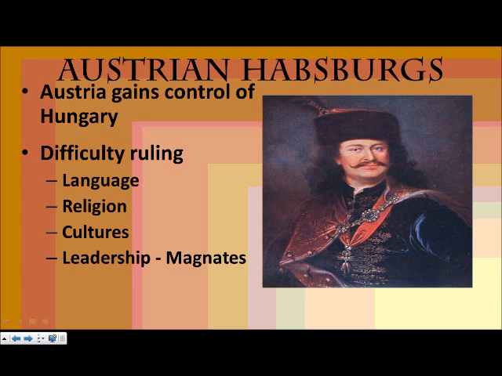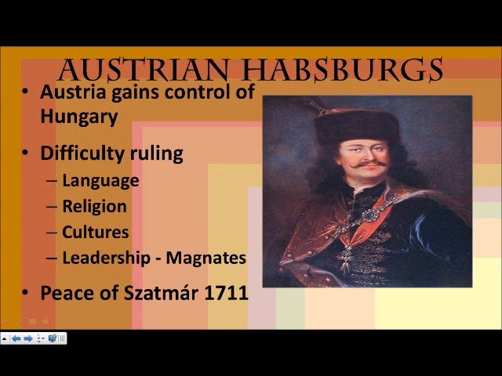So the nobles fight back, but eventually they are defeated, and they come to an agreement with Austria. The Peace of Satmar says, okay, the nobles, or the magnates, are going to sign an agreement that says, we agree that the King of Austria will be able to rule over Hungary, that he is king of both countries.